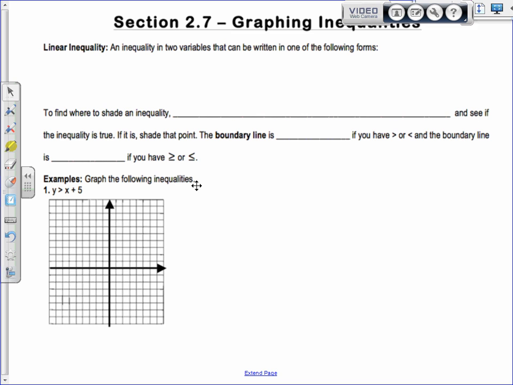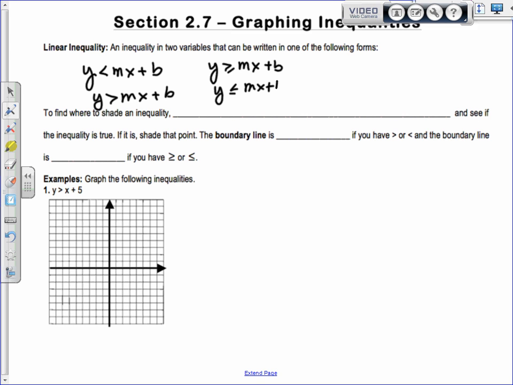A linear inequality is a line with an inequality. So a linear inequality is going to be either y is less than mx plus b, y is greater than mx plus b, y is greater than or equal to mx plus b, or y is less than or equal to mx plus b. So it's the equation of a line with an inequality sign.